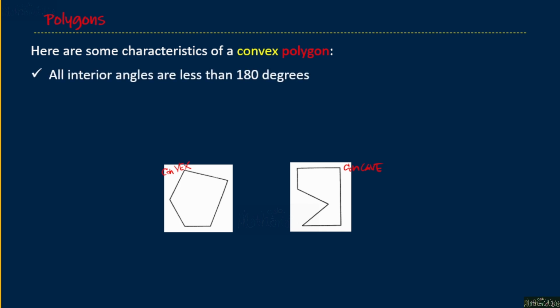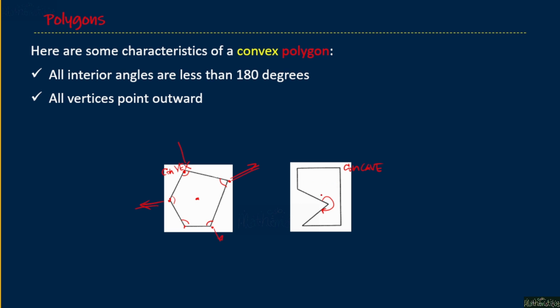So some characteristics of a convex polygon: all interior angles are less than 180 degrees. So the angles here are less than 180 degrees. Unlike here, we have an angle more than 180 degrees. Then all vertices point outward. So the vertex here, vertex, vertex, and vertex point outward of the shape. So if this is the center, then they are pointing outward.